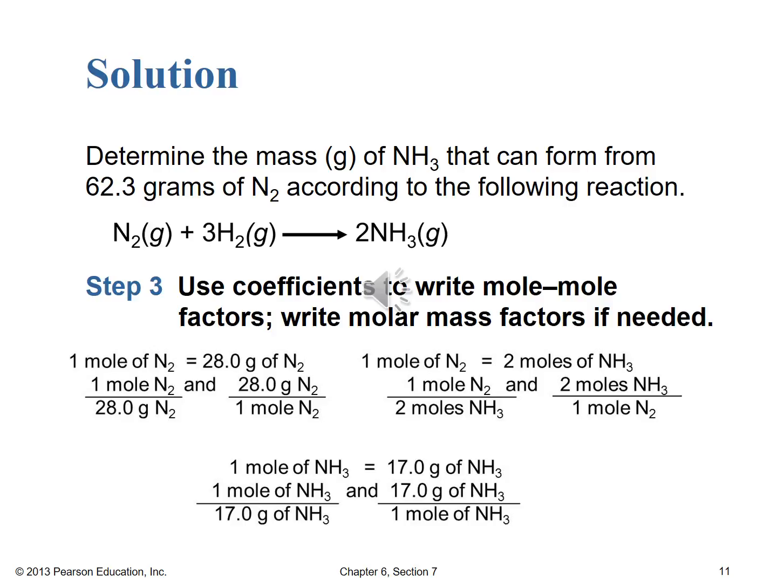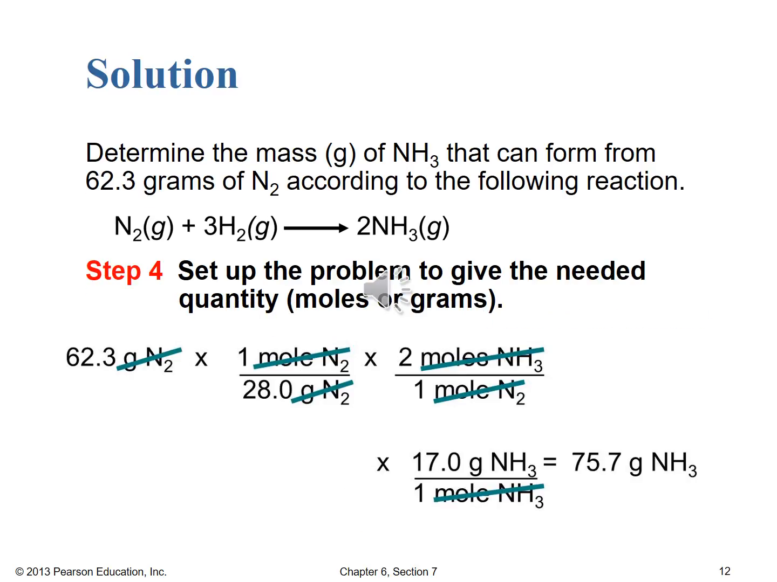We also need to relate those two. 1 mole of N2 gas yields 2 moles of NH3 gas according to the balanced chemical equation. So those are the values we need. Those are the possible ways we can set up those equalities as conversion factors. Our challenge is to move on to step 4 here and set them up correctly so that we start with grams of nitrogen gas, we end in grams of ammonia gas, and we've canceled all the units that we need along the way.